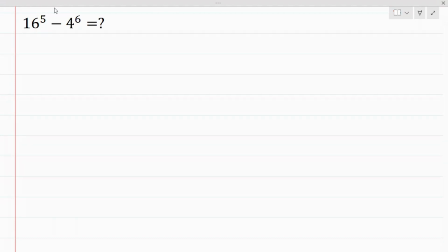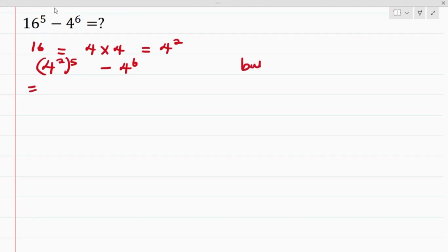So right here we have this nice Math Olympiad exponential equation and we are to solve this. The first thing we want to notice is that 16 can easily be expressed as 4 times 4, which is 4 raised to the power of 2. So we have 4 raised to the power of 2, all raised to the power of 5, minus 4 raised to the power of 6. But we want to simply note that if we have a raised to the power of m, all raised to the power of n, this is equal to a raised to the power of mn.